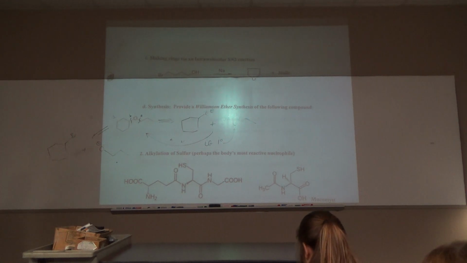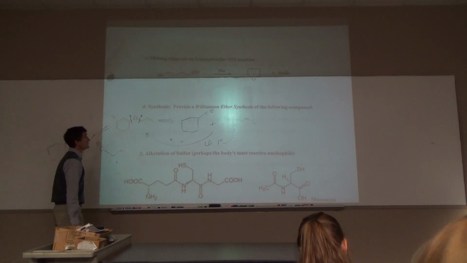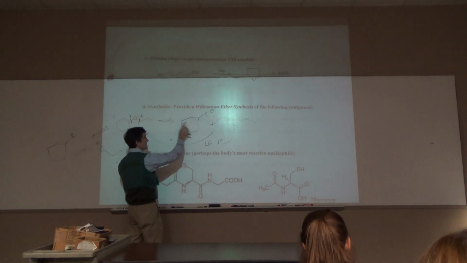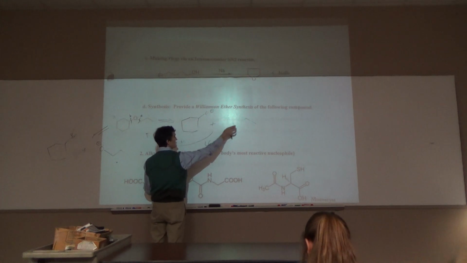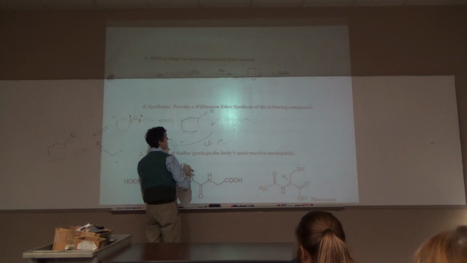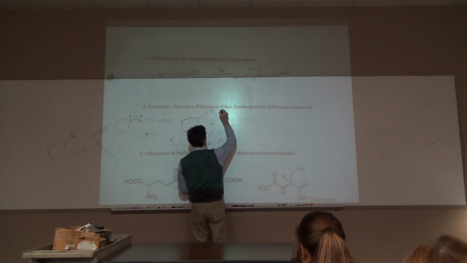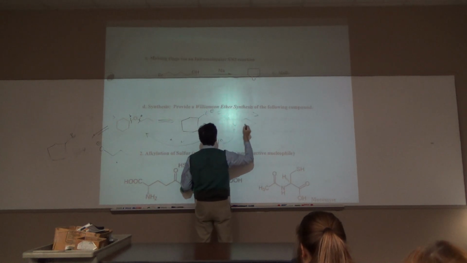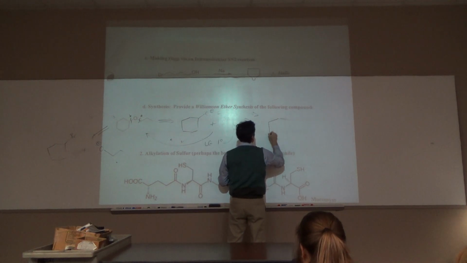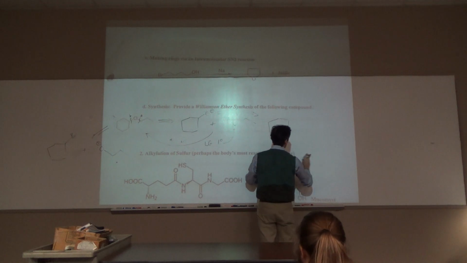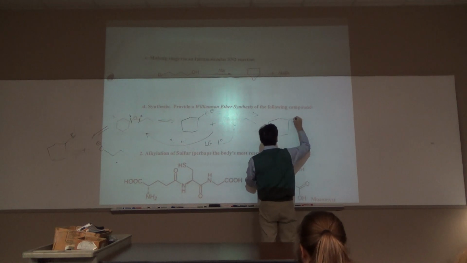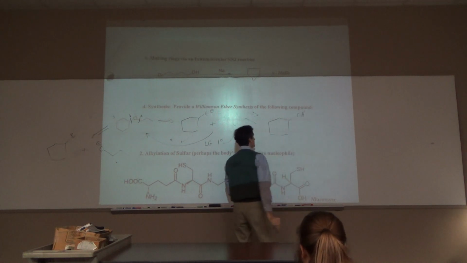SN2 is largely governed by sterics. These two would react by Williamson ether synthesis. O-alkylation, putting another alkyl group on the oxygen, carbon with a leaving group. How would you make this though? That would come from the OH compound. Back it up to the neutral OH compound.